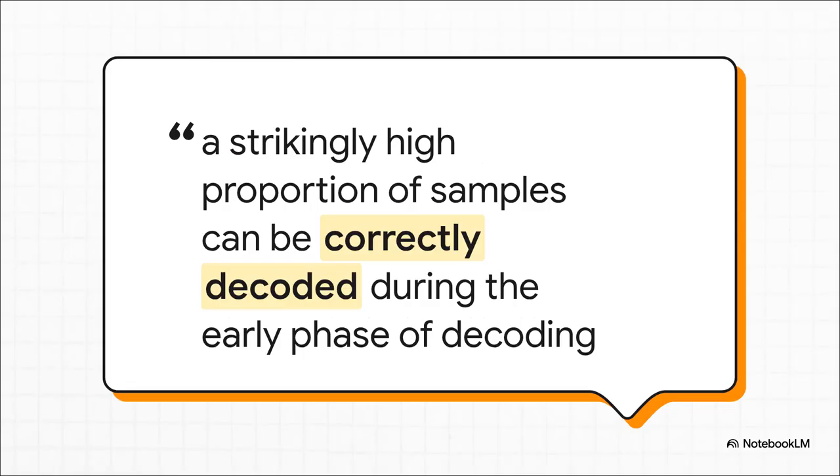The paper itself puts it perfectly. They say there's, and I'm quoting, "a strikingly high proportion of samples can be correctly decoded during the early phase," which, they continue, "underscores a fundamental redundancy in conventional full-length slow decoding." So this isn't some small inefficiency. No, it's a deep, fundamental waste of effort that's baked right into the process.